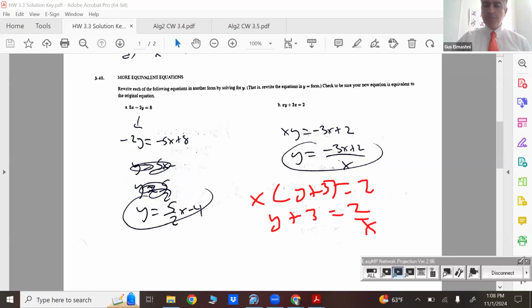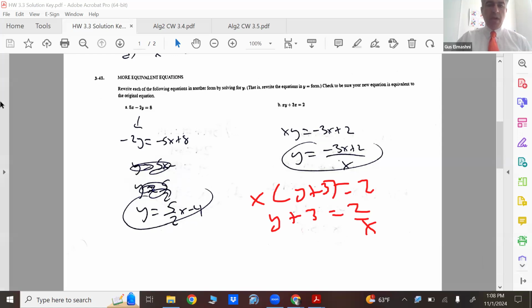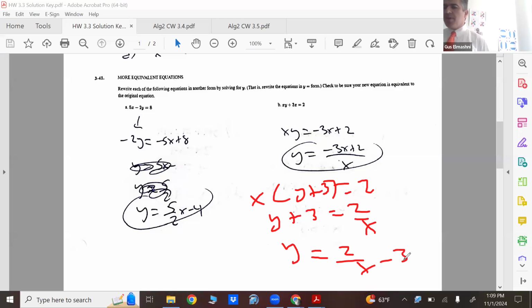Hold on a sec. Let me minimize that. And it's still the same thing if you have 2 over x minus 3. But you just got to be careful, that's all.